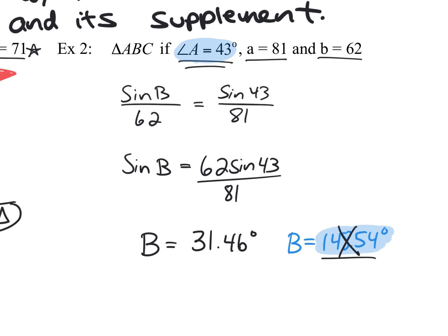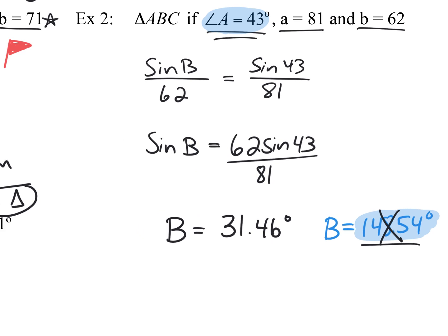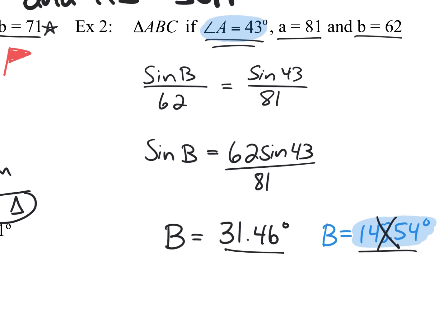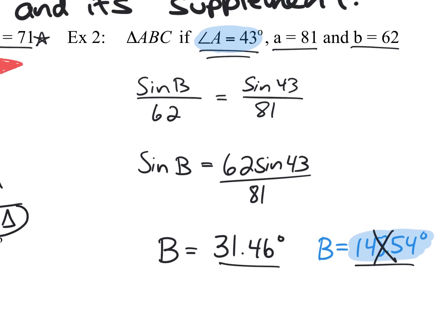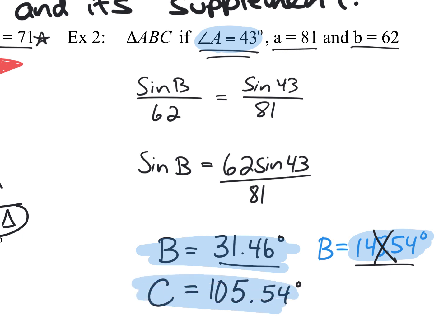So we're going to go ahead and solve for all the other pieces. If I have two angles, I can find the third. So one angle is 31.46. Angle A was 43. So angle C is going to be 105.54 degrees. So we have all three of our angles. We have angle A in the problem, angle B we found using our law of sines, and angle C using our triangle sum theorem, right, adding all three angles up to 180.